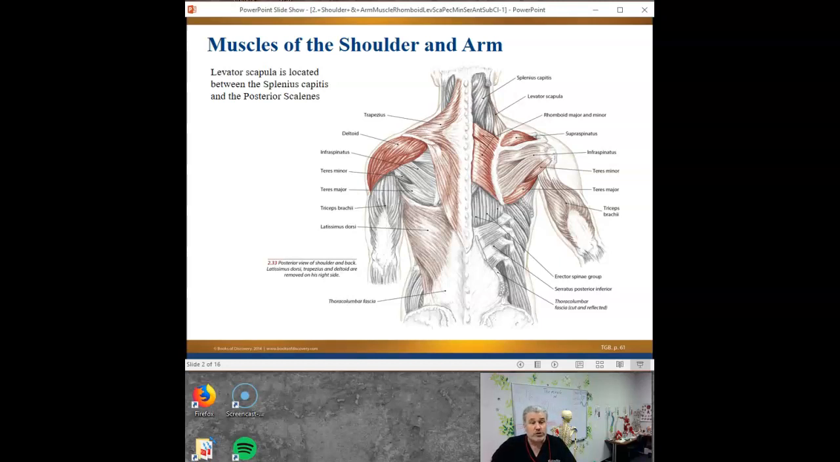If you tore the trapezius and the latissimus dorsi and the deltoid off that body, you'd have the right-hand side picture. If you tore off the latissimus dorsi, the trapezius, and the deltoid, you'd have the other side. And we're going to learn about some of these muscles on the other side. In particular, can you find the rhomboids major and minor and the levator scapula in that picture?